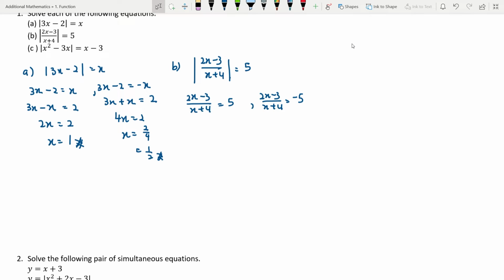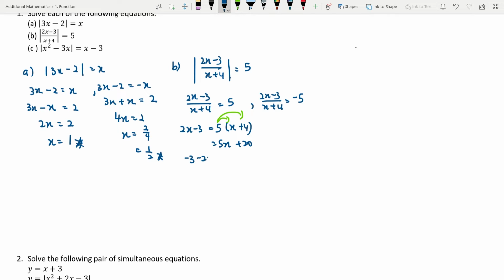We multiply x plus 4 at both sides. We should get 2x minus 3 equal to 5 multiplied by x plus 4. We expand the bracket. We have 5x plus 20. Put all the terms with x at one side and the terms without x at the other side. Here we have 2x and 5x. I will bring my 2x to the right side so that I get a positive value for my x.